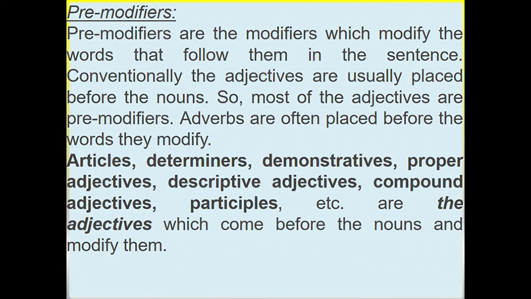Now pre-modifiers. What are called pre-modifiers? Pre-modifiers are the modifiers which modify the words that follow them in the sentence. Conventionally, the adjectives are usually placed before the noun. So, most of the adjectives are pre-modifiers.